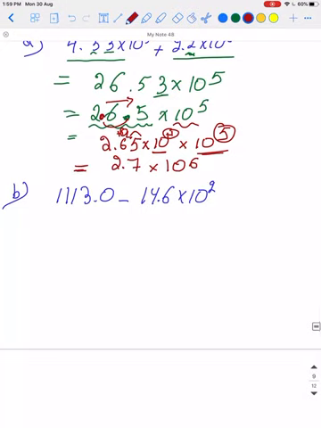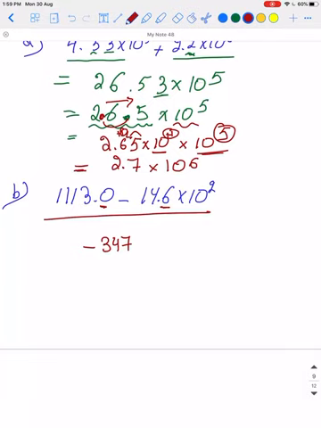Now again, this is subtraction, so the answer should have the least number after the decimal. Here we have only one number after the decimal, and here we have only one number after the decimal, so the answer should contain one number after the decimal. If I add these two using the calculator, I will get the answer minus 347.